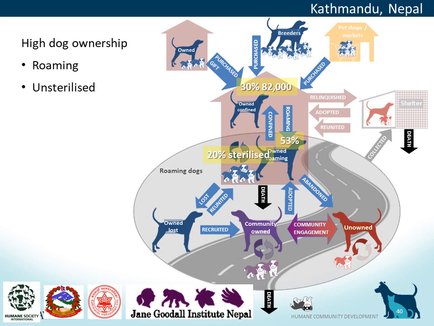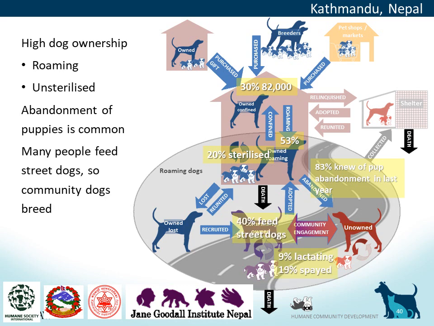We also asked that question about whether you knew of puppies that had been born in your immediate neighbourhood in the last 12 months, similar to what we did in Trebonnier. And of the people that did know of a litter, 83% knew that at least one of the puppies within that litter had been abandoned in the last year. So we know that abandonment of unwanted puppies is common and therefore a significant source of roaming dogs. We found that 40% of people feed street dogs, so that's feeding them at least once a week.